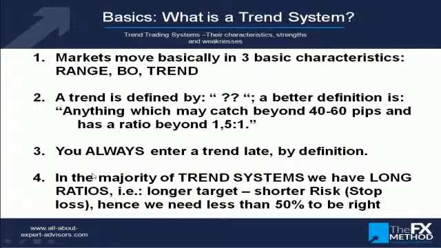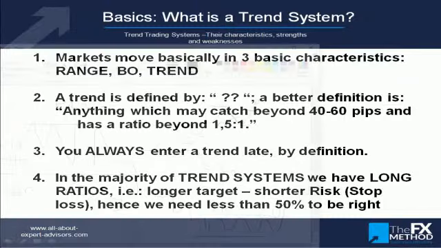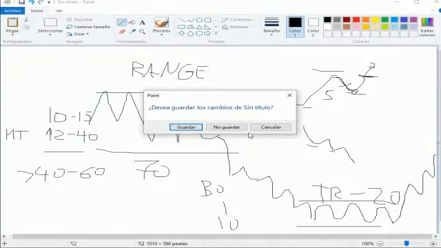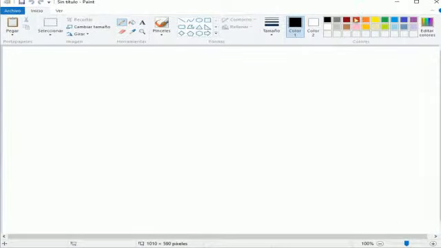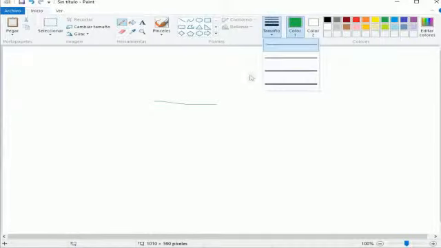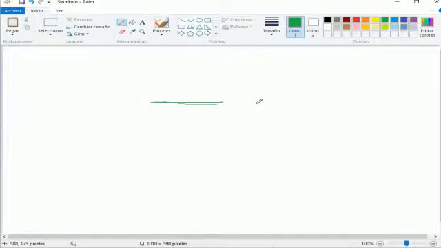Okay, so in the majority of the trend systems, as I explained, we have a long ratio. What we do here is put things in comparison. Let's say I'm doing a buy trade today on the gold. Since the markets are doing really bad, people are scared. So for example, I'm doing a buy trade on the gold. I'm going long.